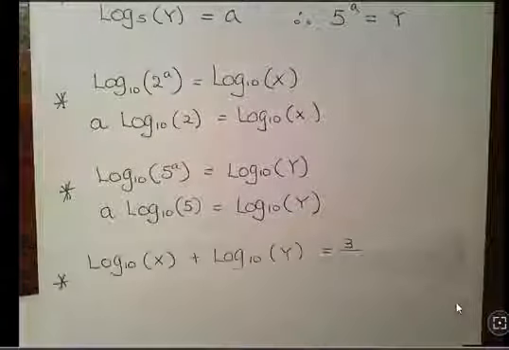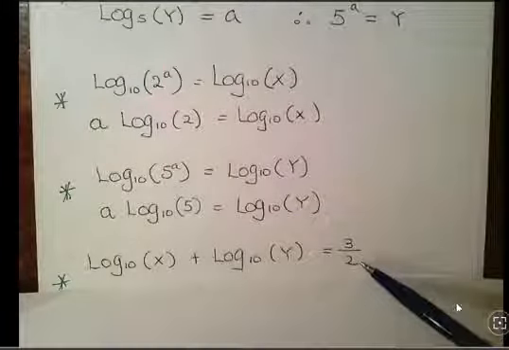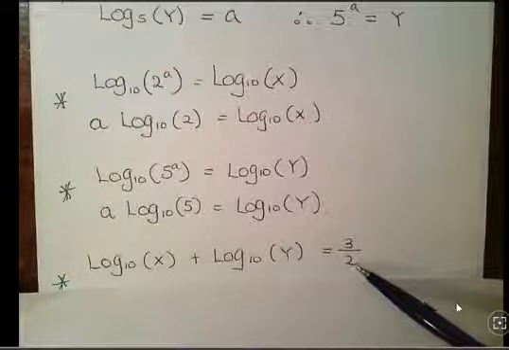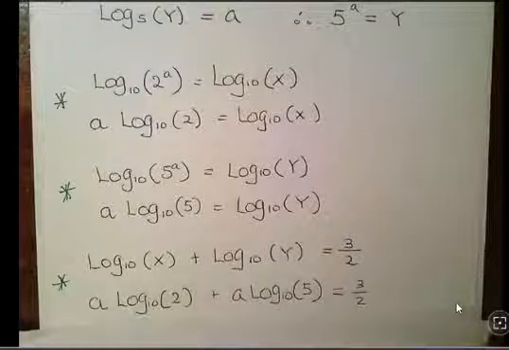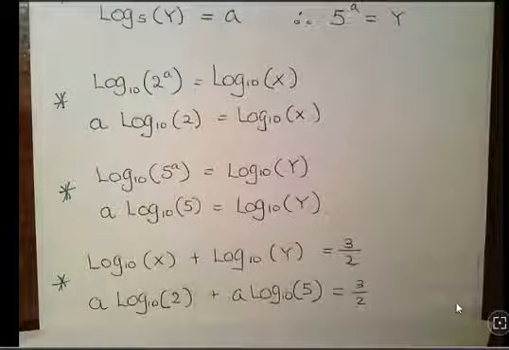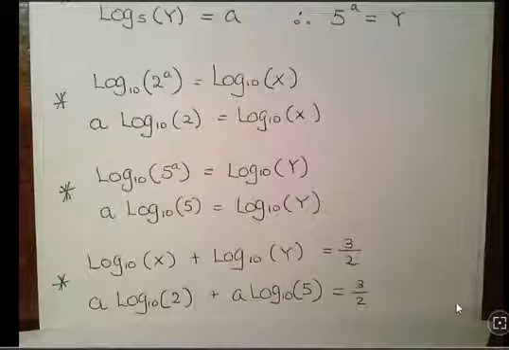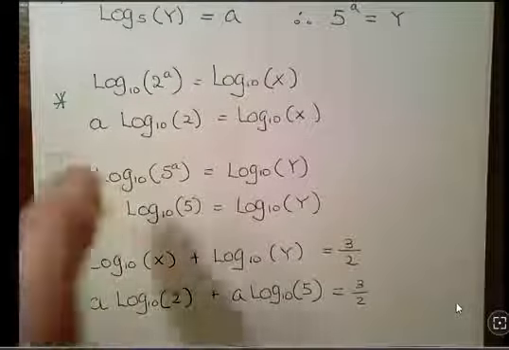Okay, so this is where we're going to pick up. This is what we're told in the question: log of x to the base 10 plus log of y to the base 10 is equal to 3 over 2. Well, in that case, just substituting in the values we've just derived, a times log of 2 to the base 10 plus a times log of 5 to the base 10 is equal to 3 over 2. Okay, so I'm just going to move this down to the next page here now.